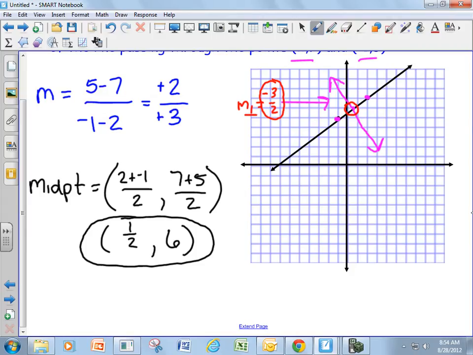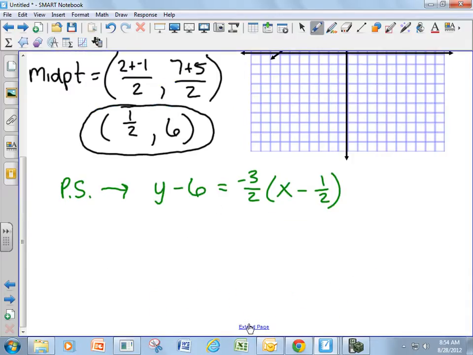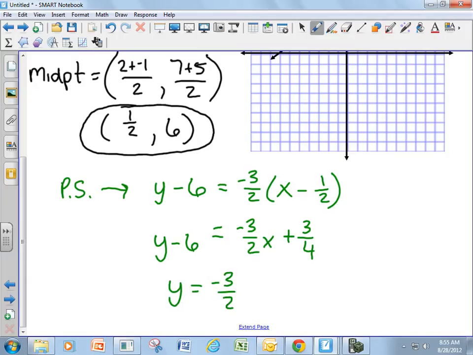I tend to start my equations in point-slope form when I have this information. It seems very easy: y minus the y value of my point equals my slope times x minus the x value of my point. Now from here, I could get it into whatever form I wanted. Let's say I maybe wanted slope-intercept form. I'll go ahead and distribute my -3/2, and then I am going to have to add a 6 over. So y equals -3/2 x.